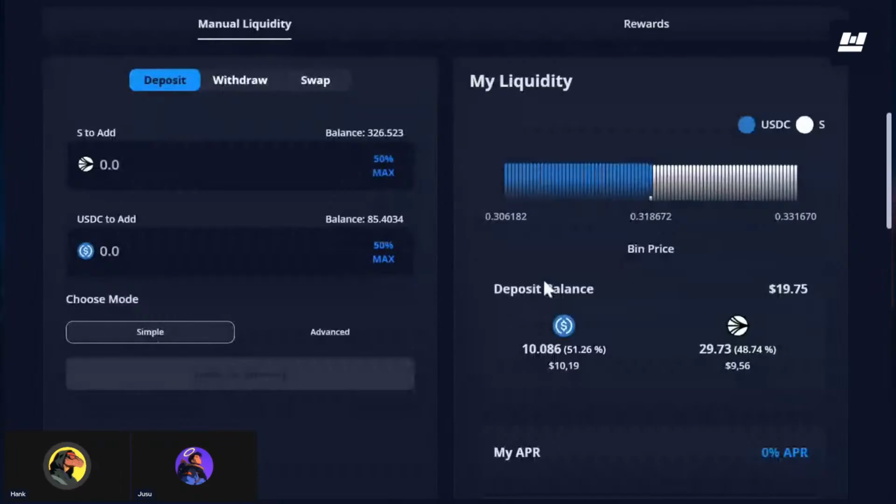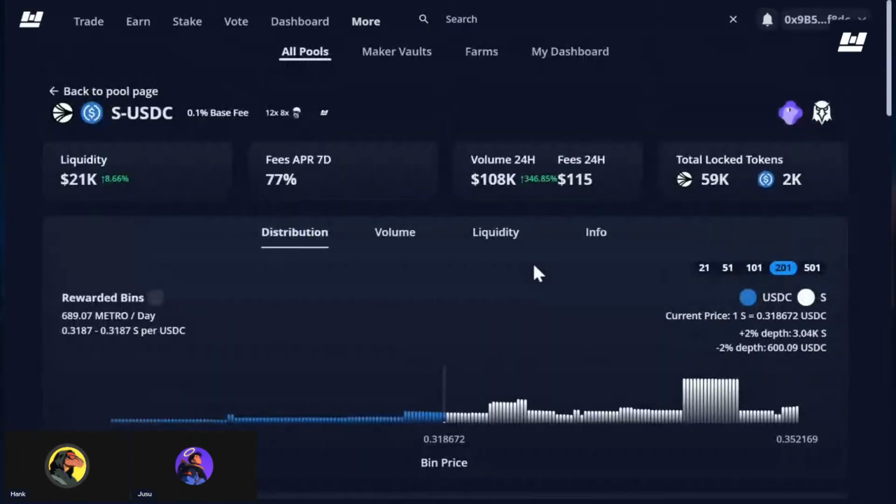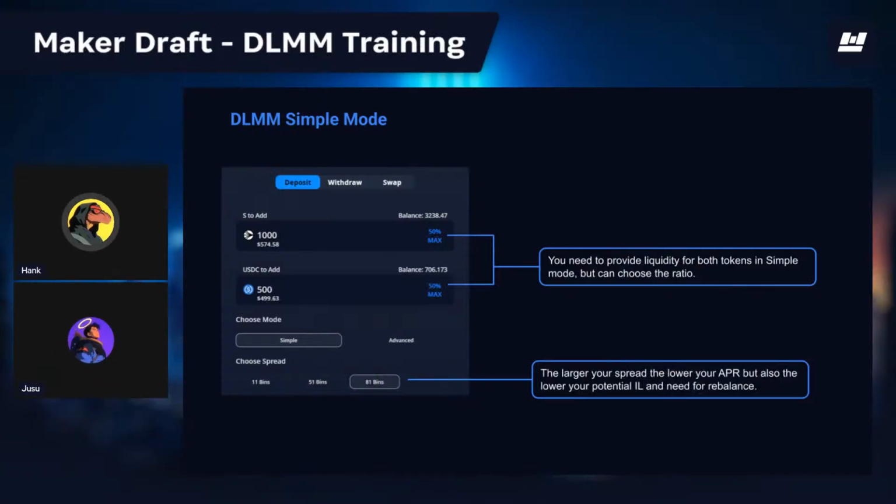So this was the simple mode. But you can do much more than simple mode with this. So for this, let's go back to the presentation, because now we deployed into the simple mode.